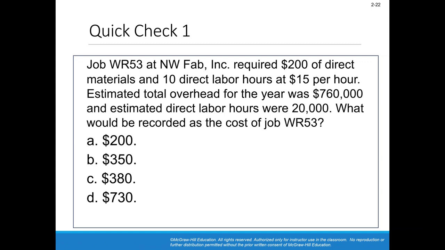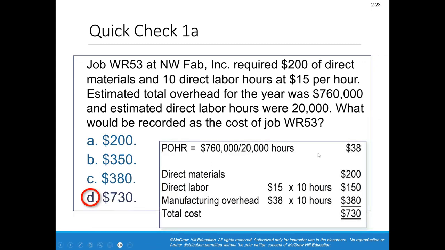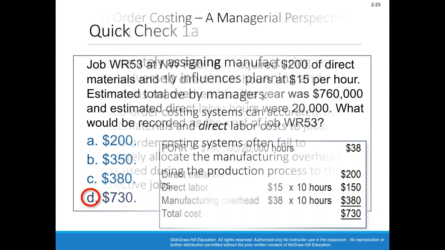That's $38. All right. So our components of this product are $200 of direct material, $150 of direct labor, and then the overhead rate is $38. We've got 10 hours of direct labor, so that's 10 times 38 is 380 plus 200 plus 150, so the answer should be D. And you can see the computation here, 760 divided by 20,000. And that's how we determine how much this product is going to cost us.